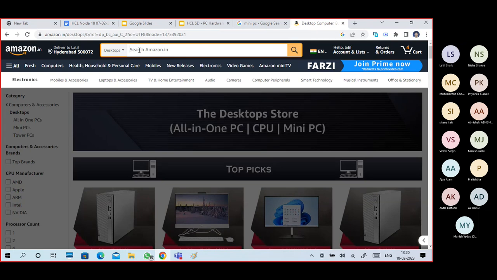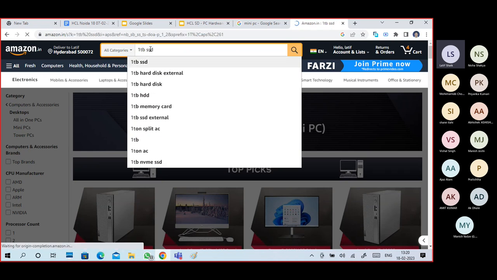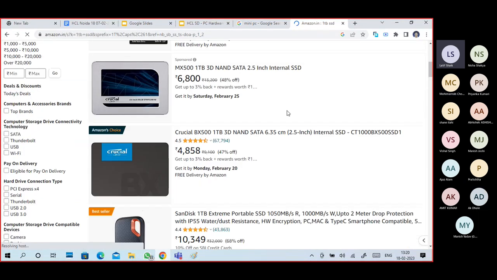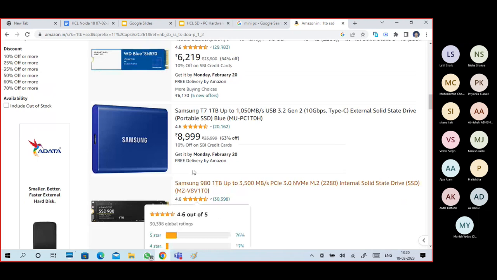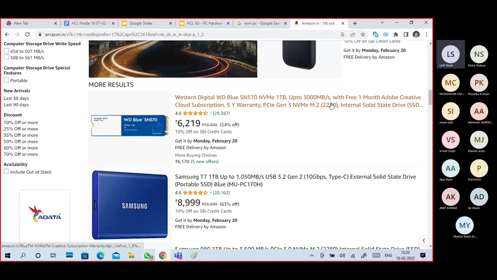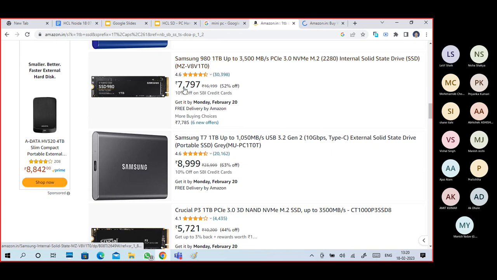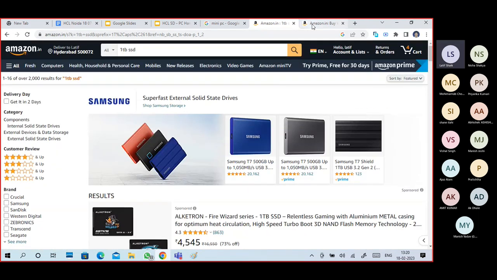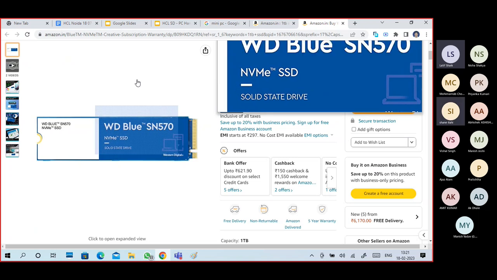Again, take a 1 TB SSD. This has different costs. The SATA type is 6,800 for this one, and this other one, also 1 TB, is 4,850. The cost is reduced for certain models, maybe old models. This other type is M.2, at 4,216. For a 1 TB Samsung hard disk, it is 7,790. A normal hard disk you will get for around 3,500. And this is the SSD NVMe.